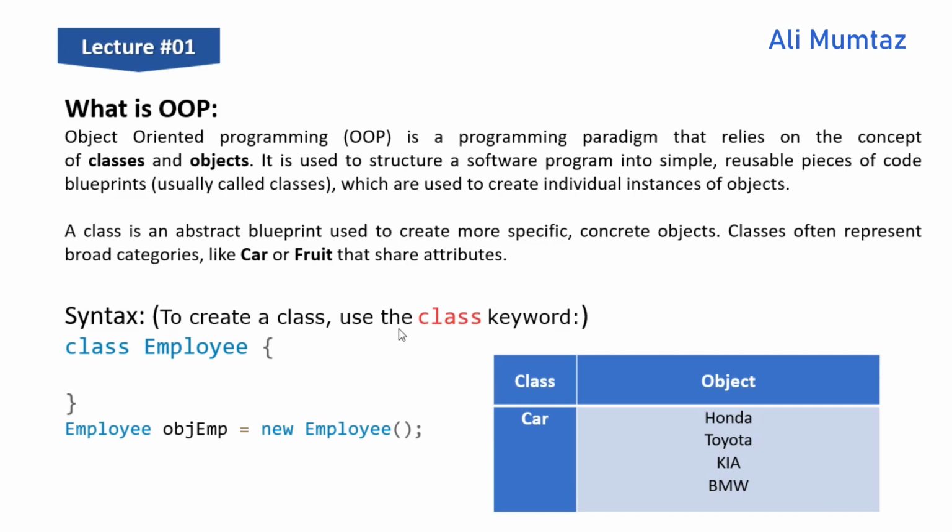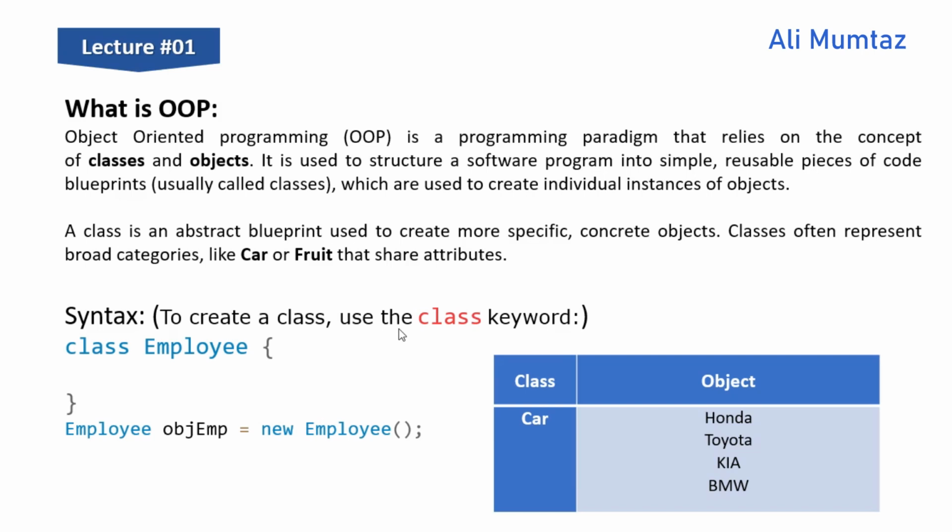So in this tutorial series, we will use C sharp as our programming language. So here is the syntax for creating a class. The class is always created with the keyword class before the class name. Here Employee is the class name, and it starts with the keyword class.